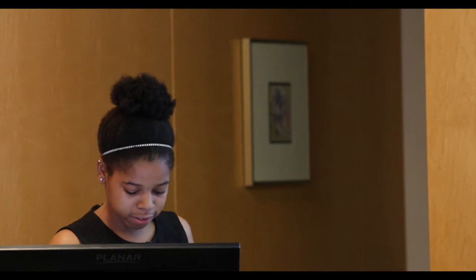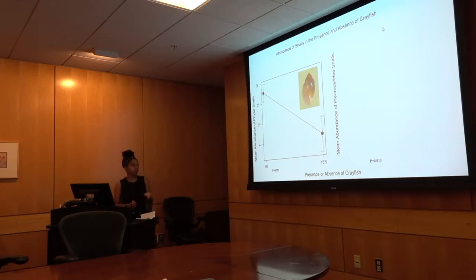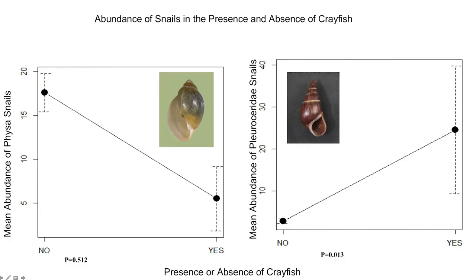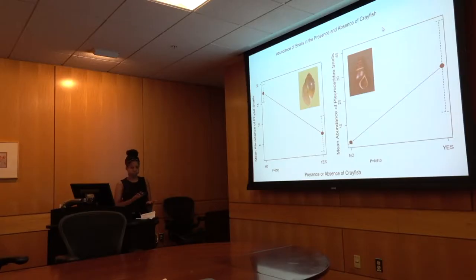So on the left is the physa snail, which is the thin-shelled snail. And we can see that the presence of crayfish decreased the average abundance of physa snails. However, this trend was not significant using a one-way ANOVA test. On the right is the Pleuroceridae snail, which is a thicker-shelled snail. And as you can see, the mean abundance of Pleuroceridae snails is increased in the presence of crayfish. And this was significant using a one-way ANOVA test. So overall, we still see a decreased number of physa, the thin-shelled snails, and an increased number of Pleuroceridae, the thicker-shelled snails.